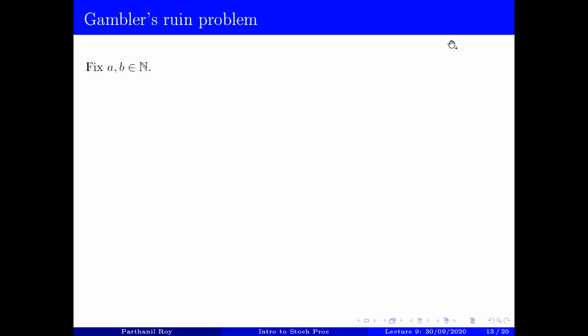Okay, so today, so far, we have actually just revisited the examples that were described in the last class. Now it's time to give a new example. Actually, we'll give two new examples, but we'll start with one. This is called the gambler's ruin problem.